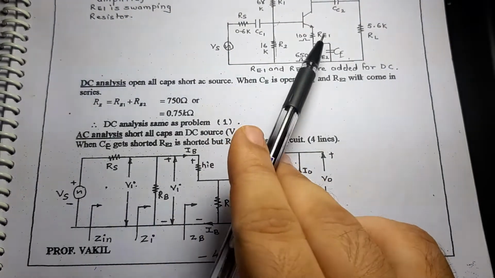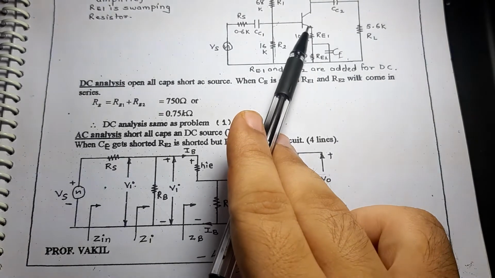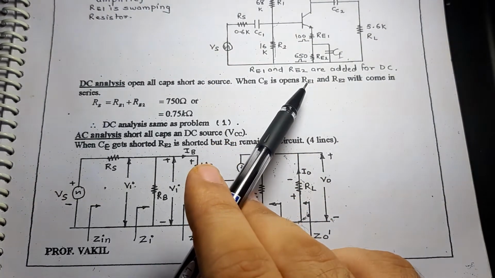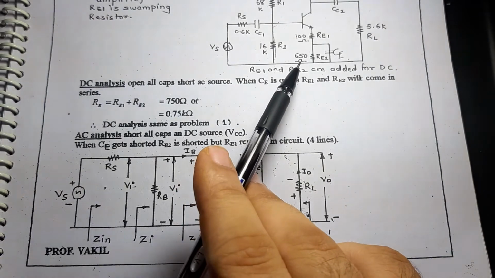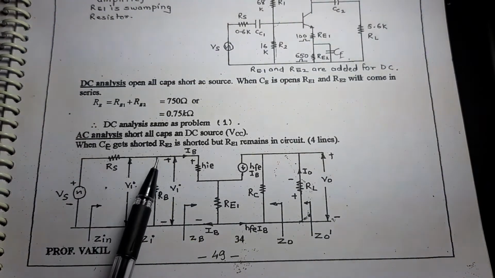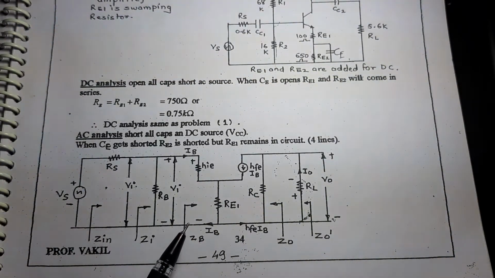Since RE1, that is nothing but this resistor, remains in the circuit, your emitter is not connected to ground directly. Hence there will be 4 lines over here, and the 4 lines will be quite similar to what we had done in the previous one. So yes, this is very much simpler in nature.